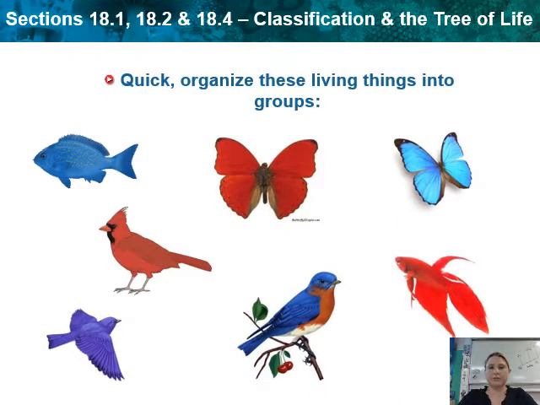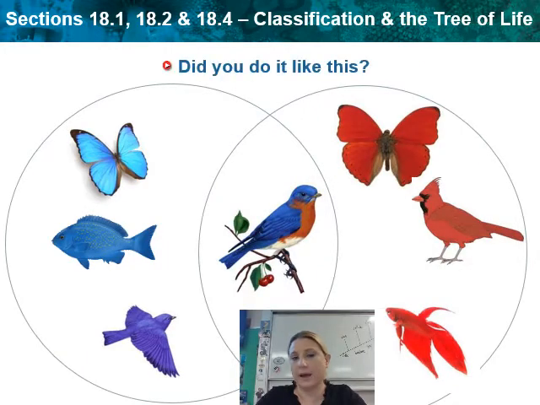So if we look at this, every day you have to organize things, and you do it very, very quickly, and you don't even realize you're doing it. So if I was to give you these organisms here, how would you group them? I'm sure you've done this a few times. Maybe you can group them one way. What's another way you could group them? Did you do it like that?